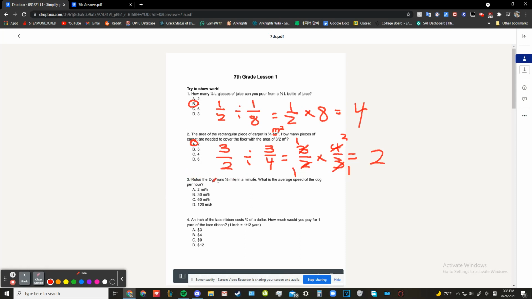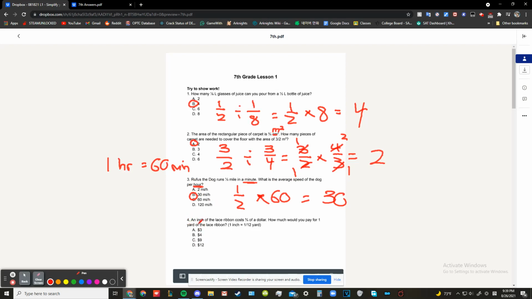Let's look at 3. Rufus the dog runs half a mile in a minute. What is the average speed of the dog per hour? So all we need to do is convert minute into hour, 1 hour, and in order to do that, we're going to need to multiply it by 60, because in 1 hour there are 60 minutes, and 1/2 times 60 is 30, which means that the average speed of the dog per hour is 30 miles per hour.